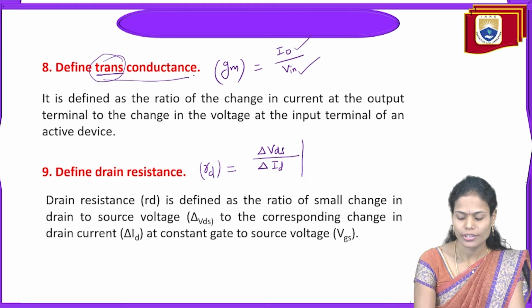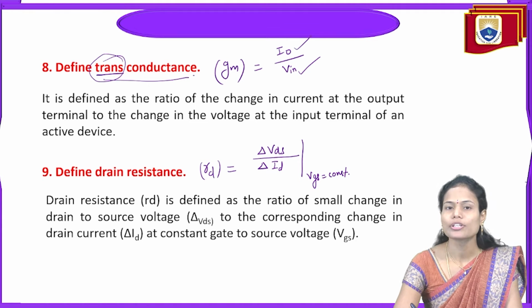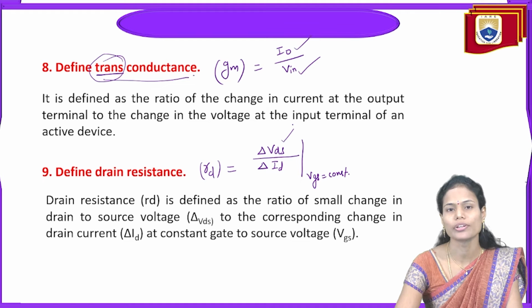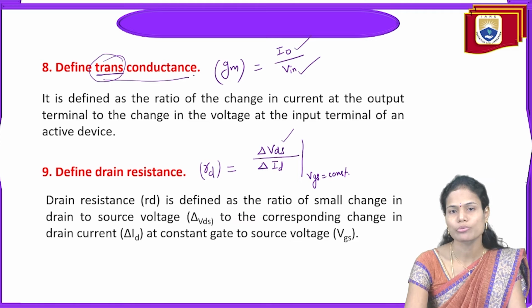And this applies whenever we are maintaining the gate to source voltage at some constant value. By keeping the gate to source voltage constant, if you vary the drain to source voltage, the corresponding change we can expect in the drain current. That variation we are indicating with del ID. So the drain resistance is nothing but the variation of the drain to source voltage to the variation of drain current whenever the gate to source voltage is constant in the FET.